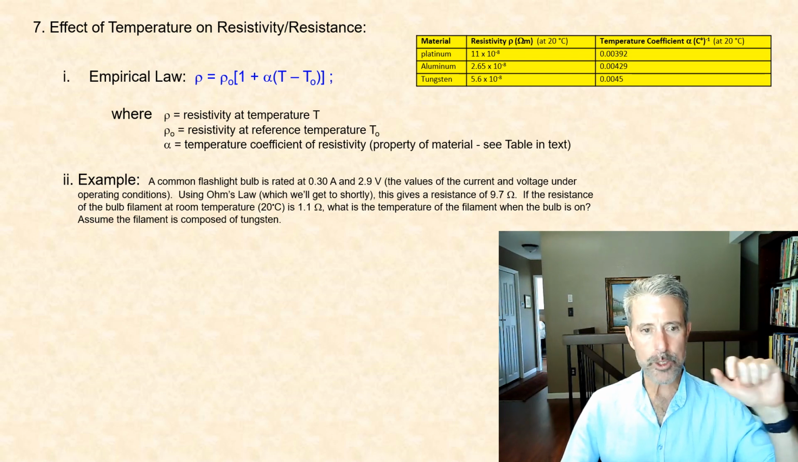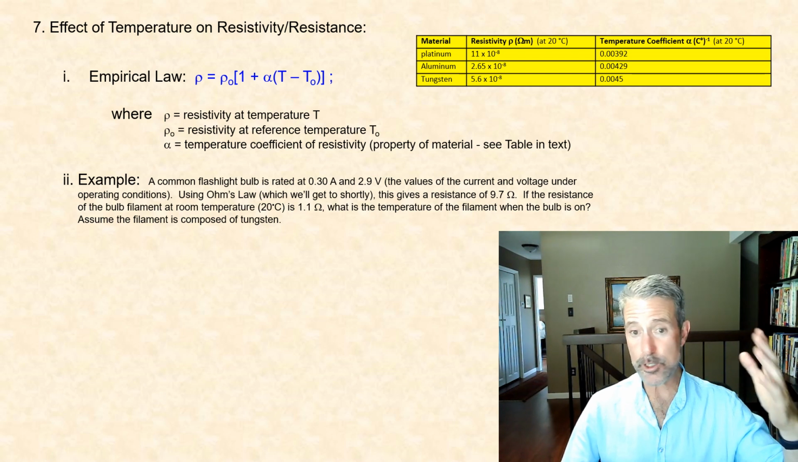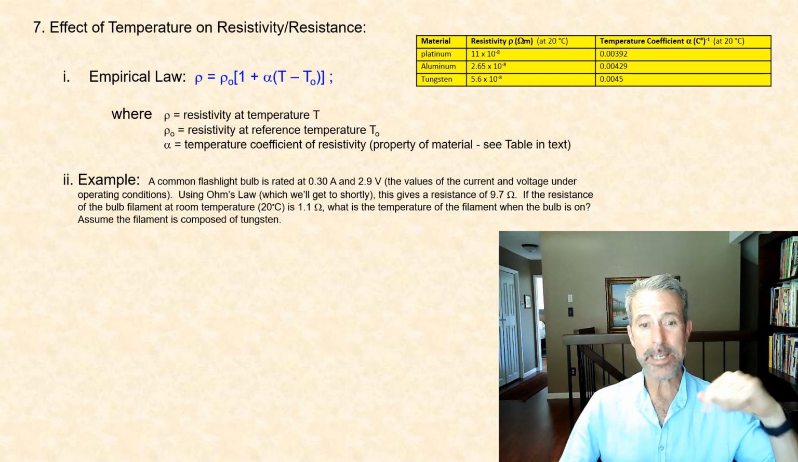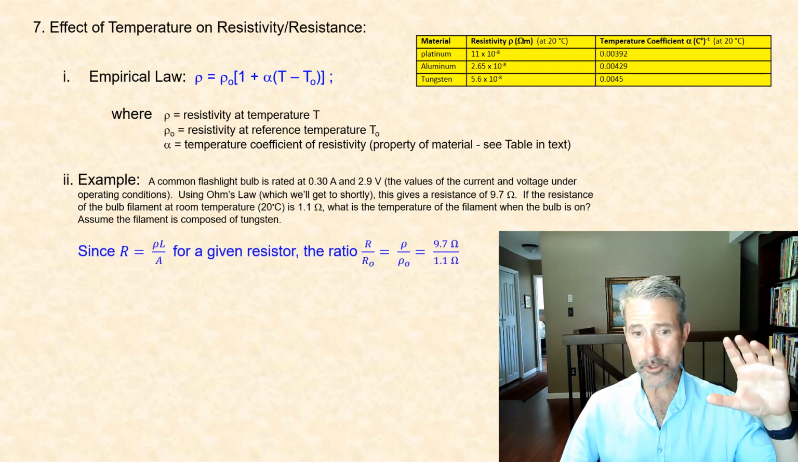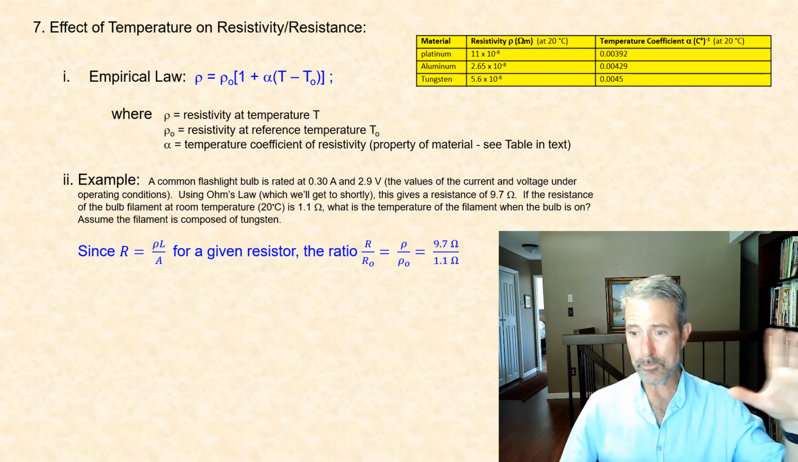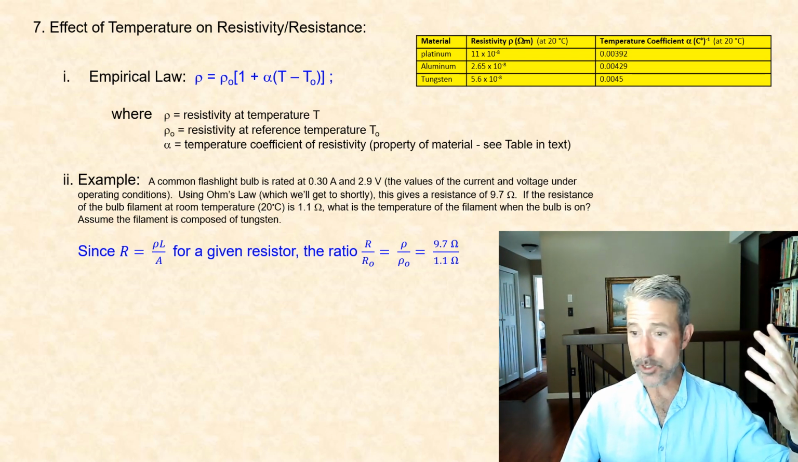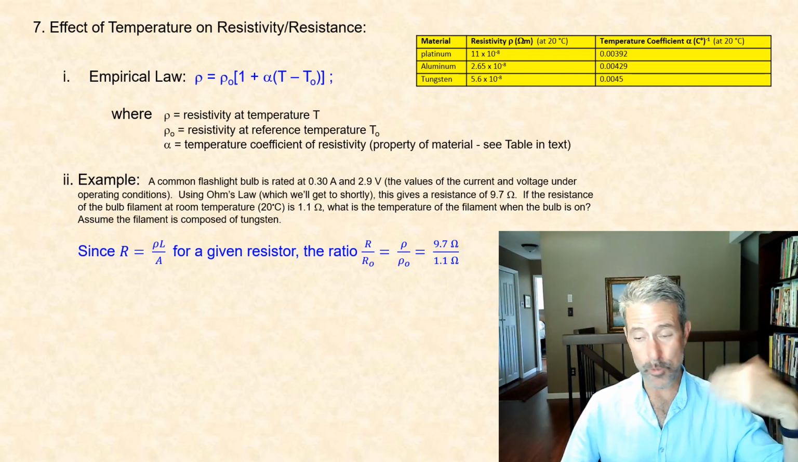So we're told that if the resistance of the bulb filament at room temperature, that is 20 degrees Celsius, is 1.1 ohms, what is the temperature of the filament when the bulb is on, when it is at its operating temperature? We're going to assume that the filament is composed of tungsten. So we are going to start by revisiting this fact here that factors that affect the resistance of a wire, the resistance is directly proportional to resistivity, length, and inversely proportional to the cross-sectional area, for a given resistor.